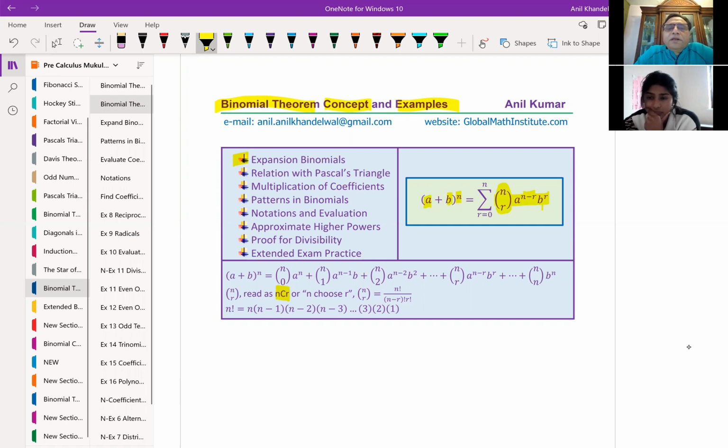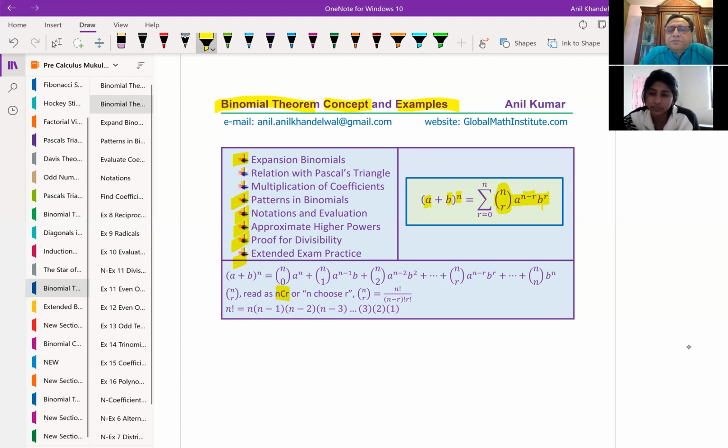We'll also see their correlation with Pascal's triangle. We'll see how we multiply them. We'll look into some patterns of binomials. We'll explore this notation further and also calculate some approximate values using binomial theorem, prove divisibility, and have some examples which could be very useful from an examination point of view.